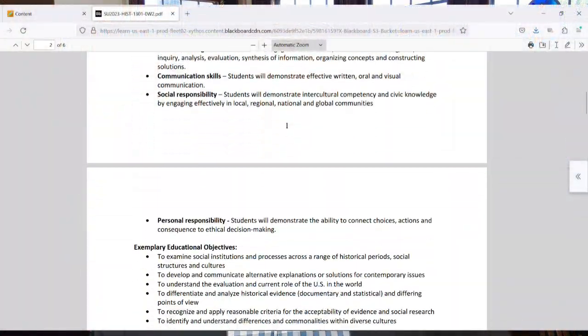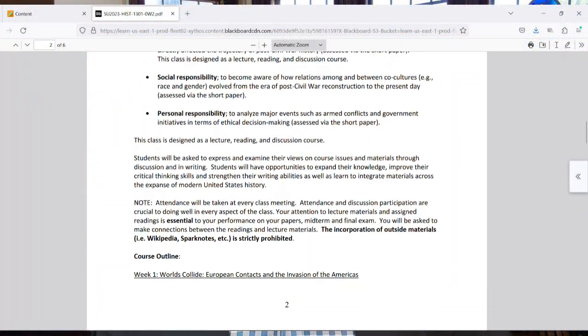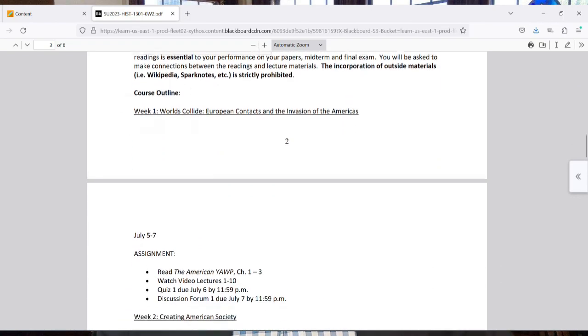If you continue to scroll down in the syllabus past the course objectives to the course outline, I can't say this enough: keeping track of the due dates, what you need to do, and when you need to have them done, that's really going to separate those people that do well and those people that struggle.